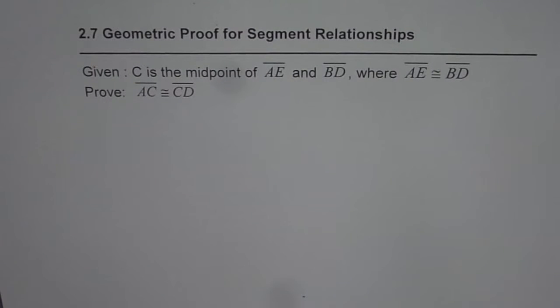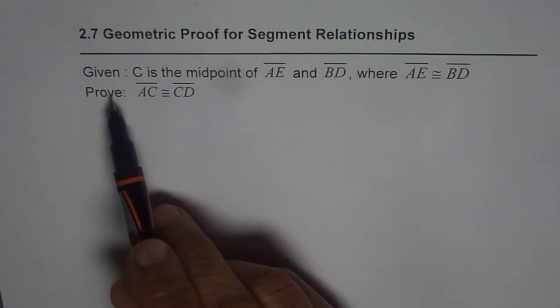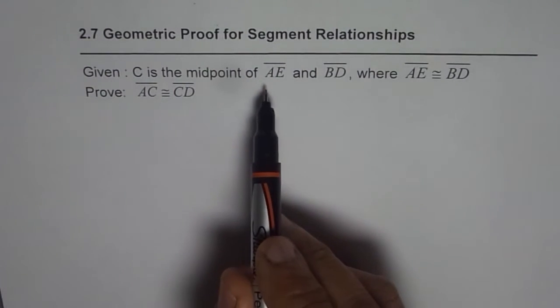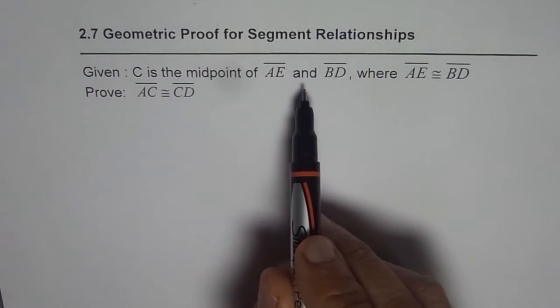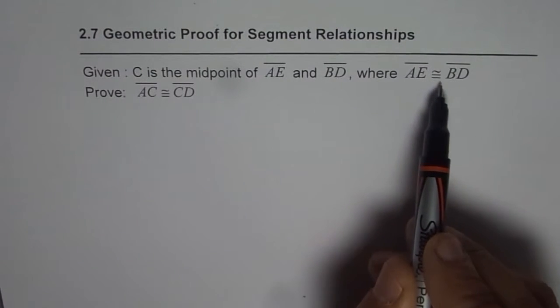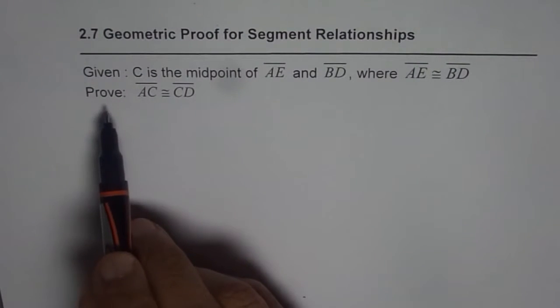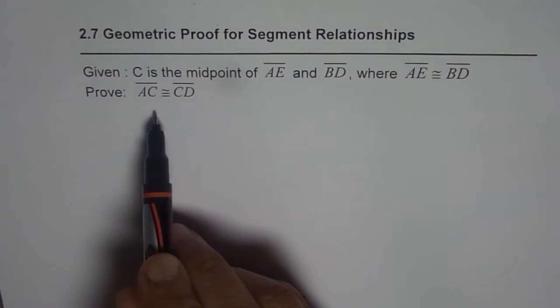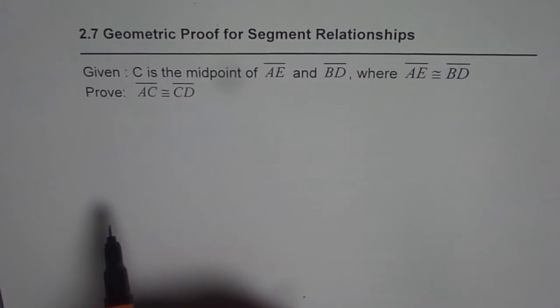I'm Anil Kumar, and in this video we'll explore and understand how to prove relationships amongst segments. Given C is the midpoint of segment AE and BD, where segment AE is congruent to segment BD. Prove that these two segments AC and CD are congruent.